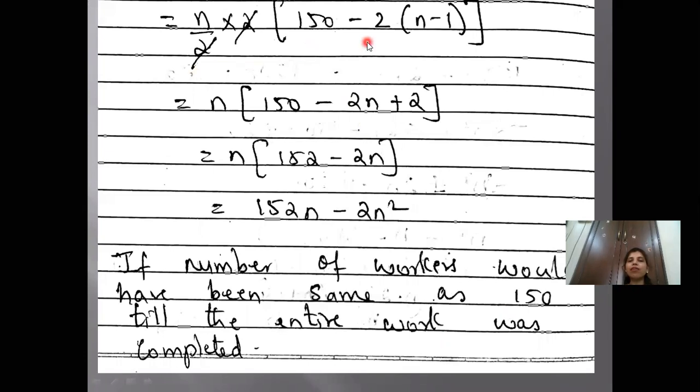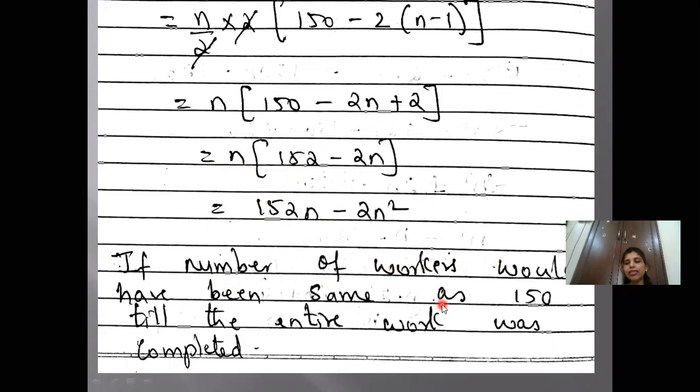In the bracket I get 150 minus 2 bracket n minus 1. When I open the bracket I get minus 2n and minus into minus plus 2. 150 plus 2 becomes 152 minus 2n, and this n now I'll multiply. So I'll get 152n minus 2n square. Now the number of workers would have been same.